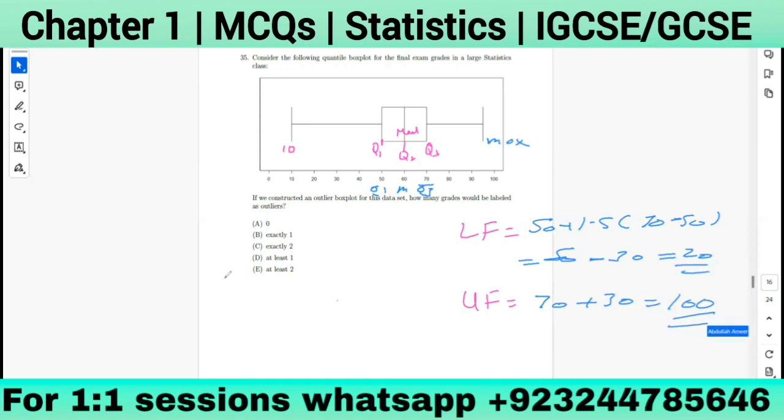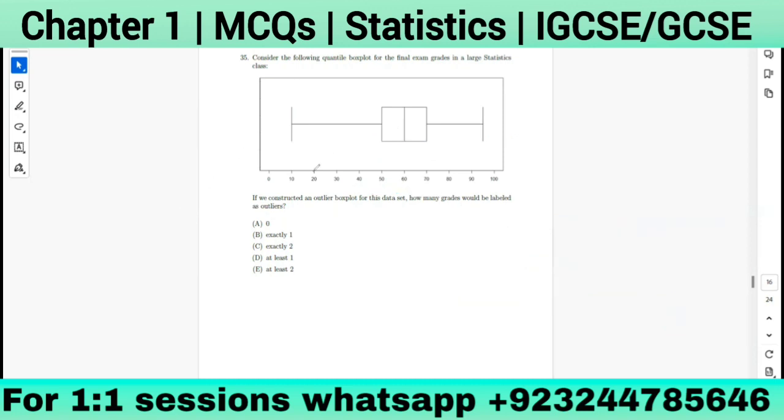20 and 100. So between 20 and 100, how many are there? 20 will be this, 100 will be this. So if we construct an outlier box plot for this data set, how many grades would be labeled as outliers? So at least one, right? At least one. D will be the correct answer.